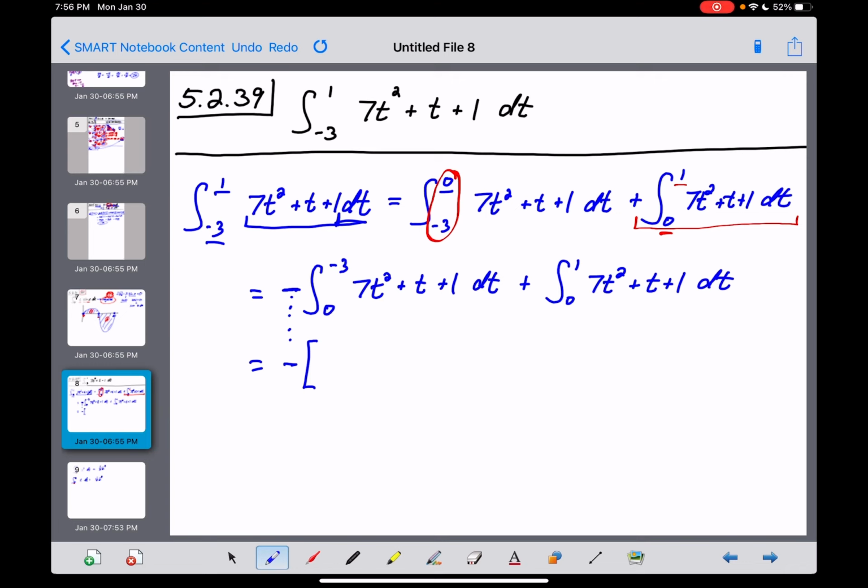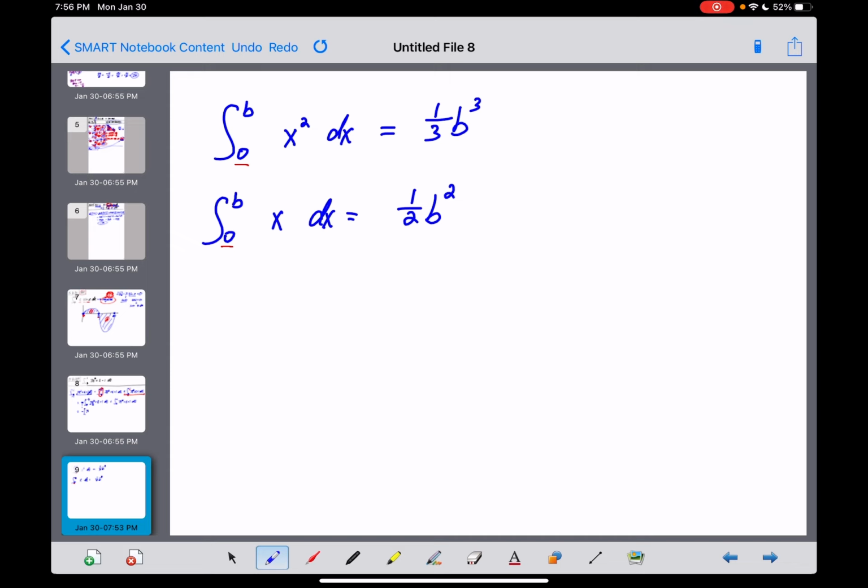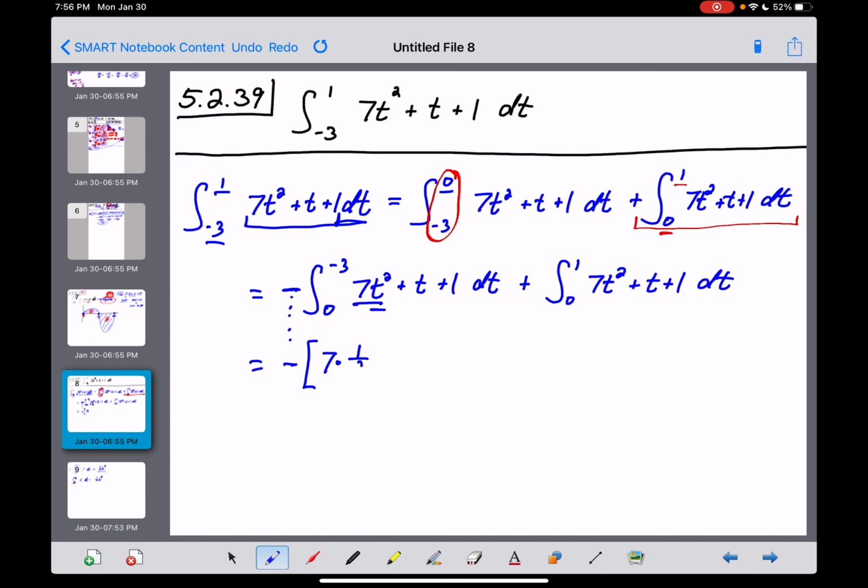Now, constant multiple rule, that 7 right there means that my answer just starts with a 7. And then here we go. The integral of t squared, we said, or in this case x squared, right here, is going to equal a 1/3 b cubed, where b is your upper limit of integration. So this is a 1/3 times your upper limit, which is -3 cubed. And I'll clean that up on my next step.